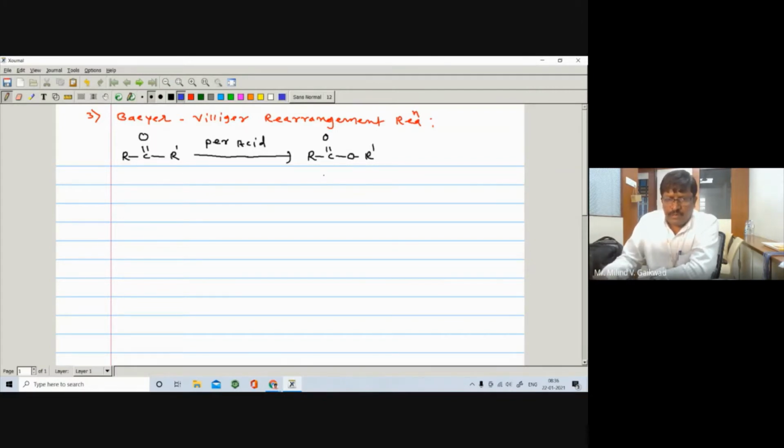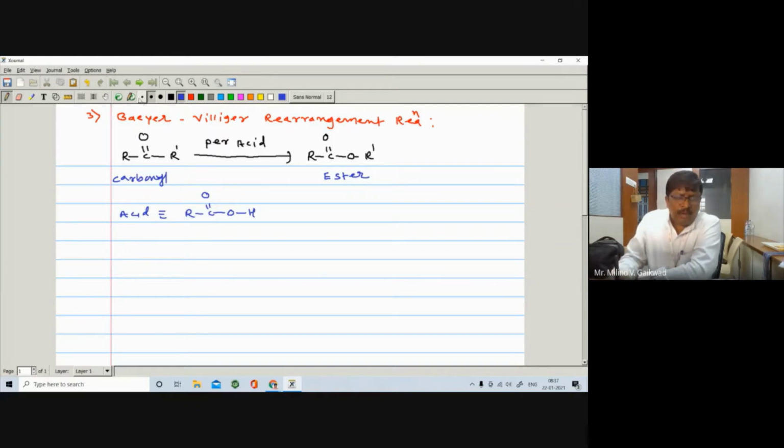So you are getting an ester, and the starting compound is the carbonyl compound, right? And this per acid, what is a per acid? So acids can be represented like this one, R-C double bond O and OH is called an acid. For example, if R is H, it is formic acid. If R is CH3, it is acetic acid. Similarly, benzoic acid like this one.